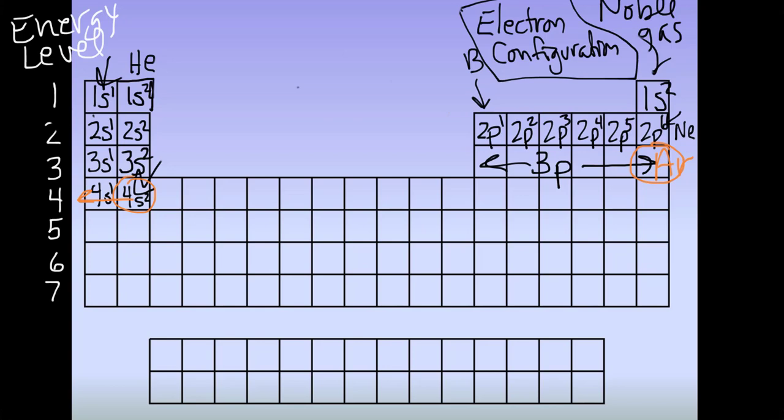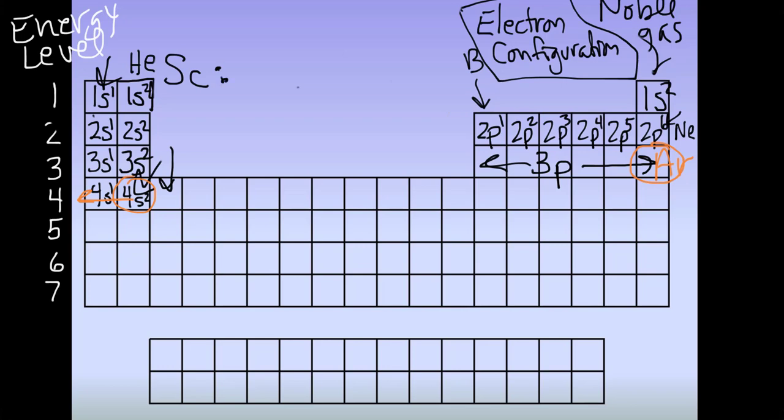Okay, so I went ahead and erased my work from before. Let's go ahead and continue on. When we come here to the valley, something special happens. The atom has grown quite large, so it's into the 4th energy level, and it's going to go back to the 3rd energy level and stuff more electrons in the 3rd energy level. It does this right here with scandium.